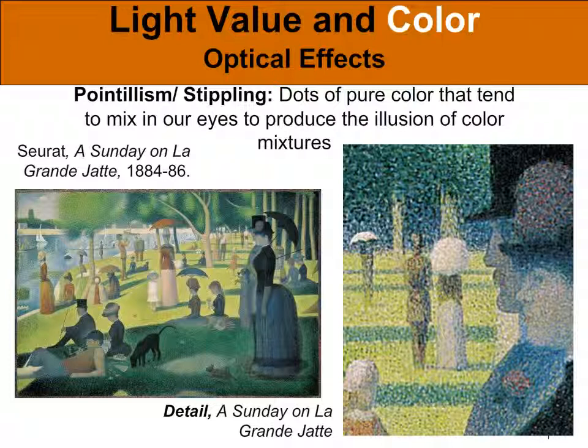Another optical effect is color mixing. George Seurat's work, A Sunday on La Grande Jatte, is the most well-known type of this optical effect. His painting technique is called pointillism or stippling. We talked about it a few minutes ago when we were talking about different drawing techniques you could use to get some shading effects. When you look closely at this work, the dots are very distinct, but from a distance, the colors blend together, very much like hatching and cross-hatching blends from a distance.